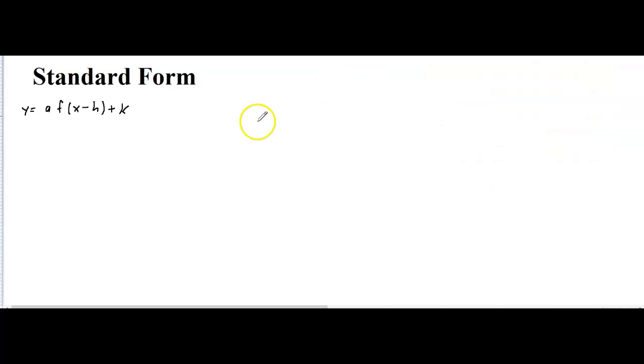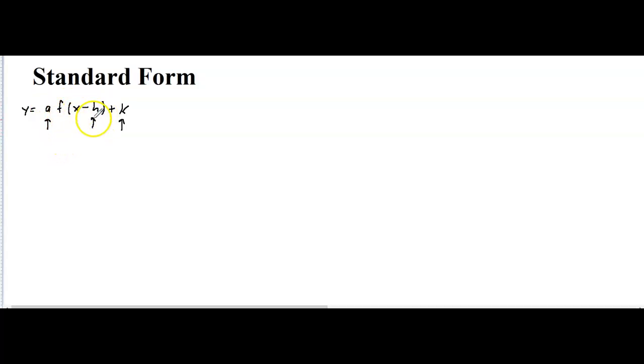Lastly, I just wanted to briefly mention something called standard form. And roughly it looks something like this. And it just has the different shifts, like this horizontal shift will be h and the vertical shift would be k. And we have our compressions and stretches right here with a, in terms of it getting moved in and out.